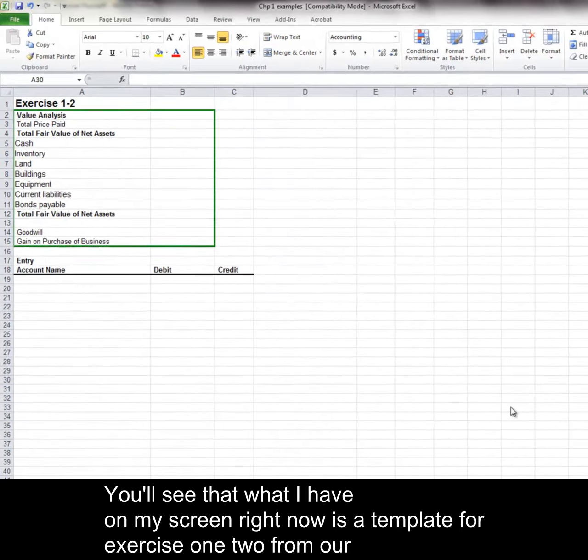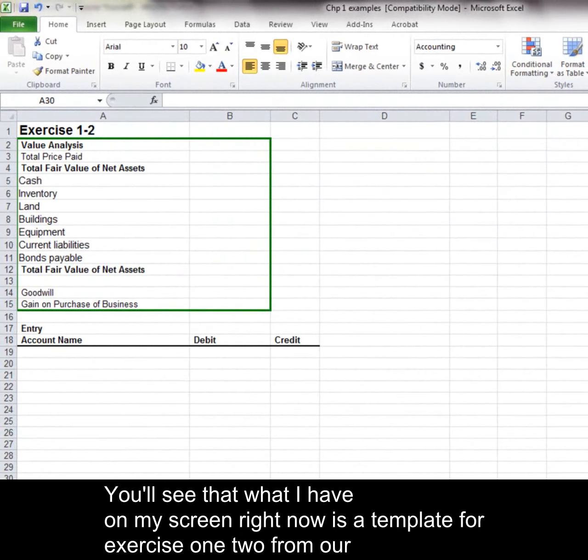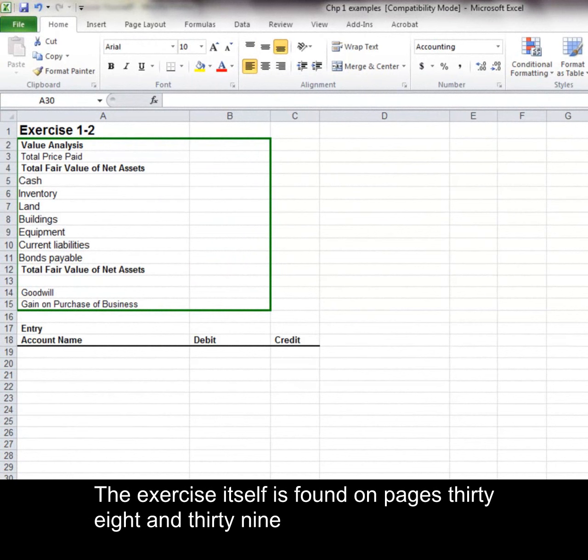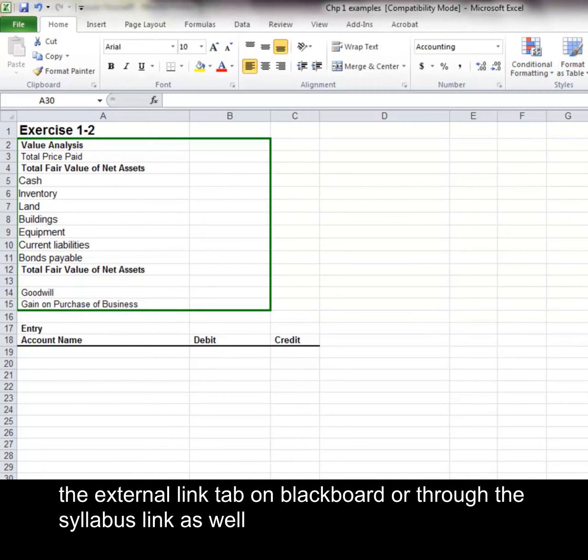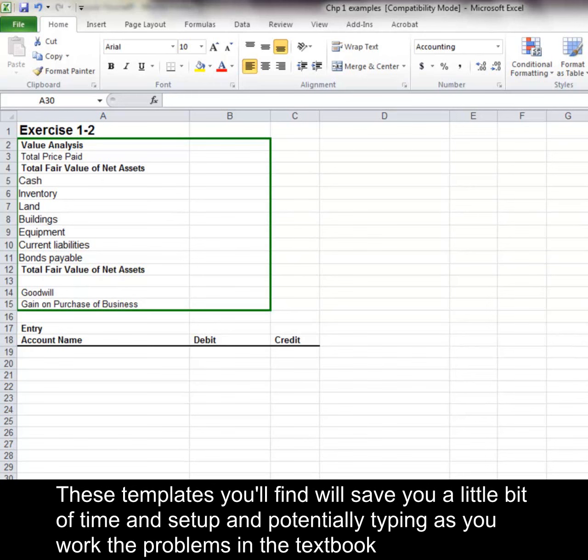What I have on my screen right now is a template for exercise 1-2 from our textbook. The exercise itself is found on pages 38 and 39. The templates are available on the publisher's website, which can be accessed through the external link tab on Blackboard or through the syllabus link as well. These templates will save you a little bit of time in setup and potentially typing as you work the problems in the textbook.